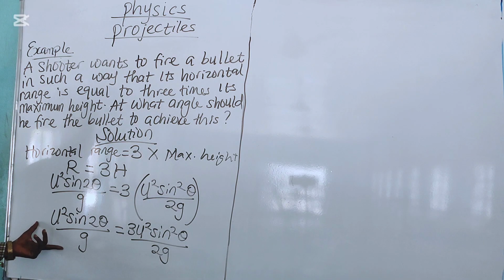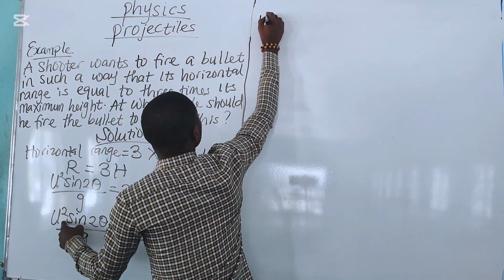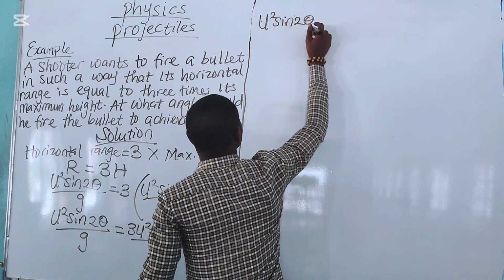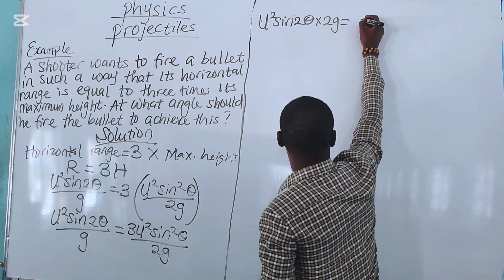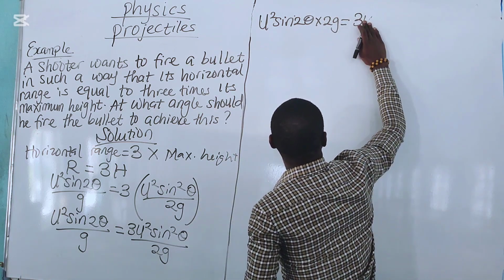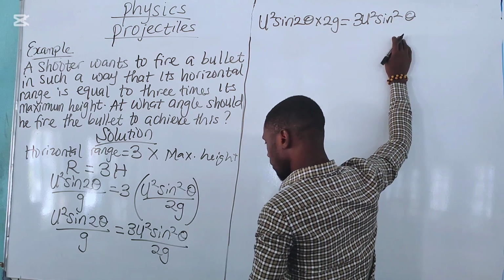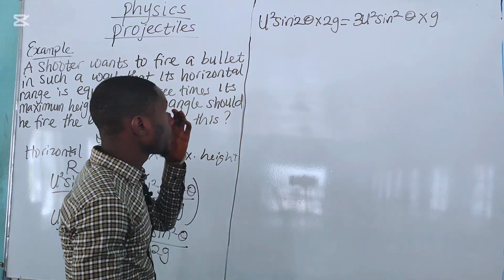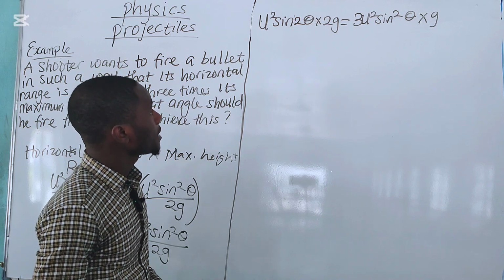At this point, let's cross multiply. So cross multiplying, we have u square sine 2 theta times 2g is equal to 3u square sine square theta times g. We are actually looking for the value of theta.